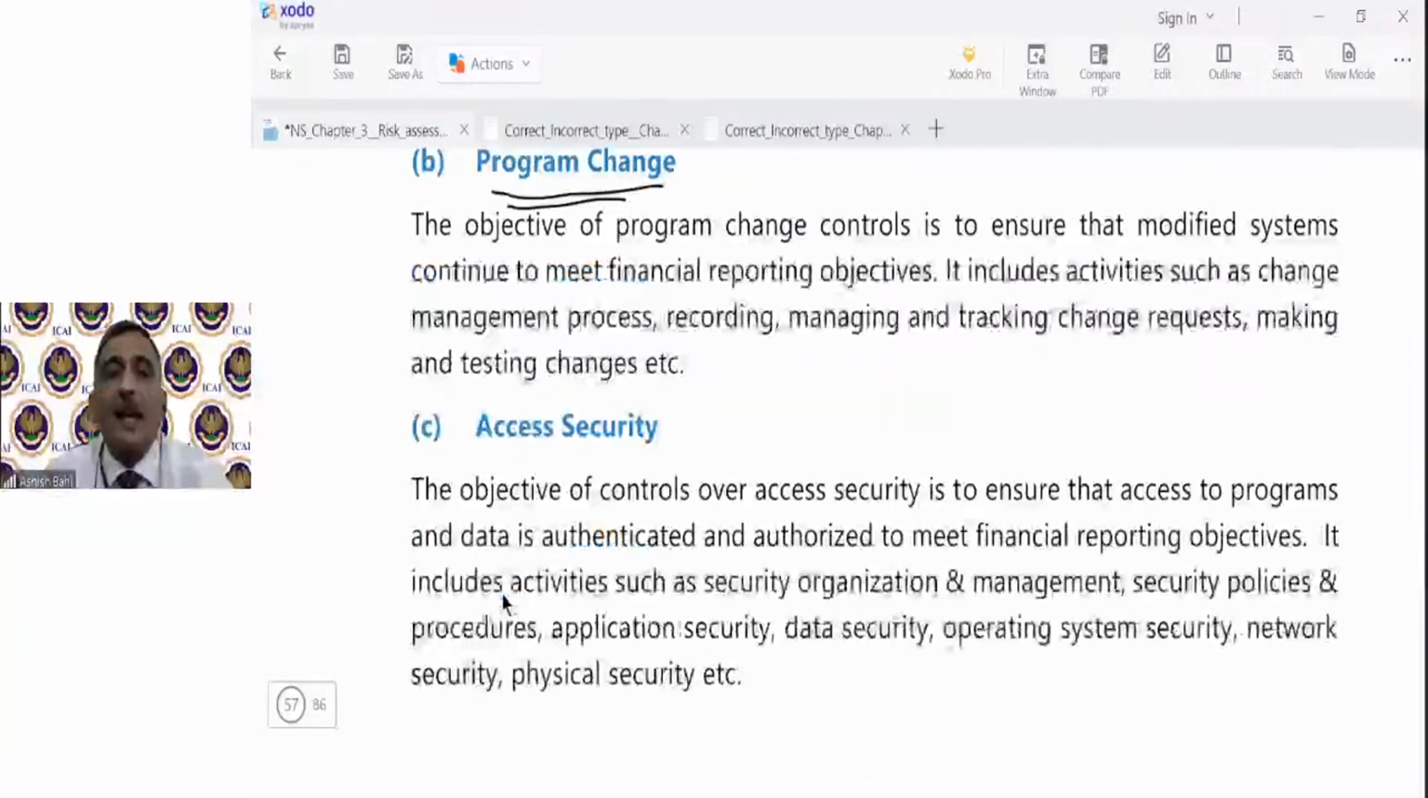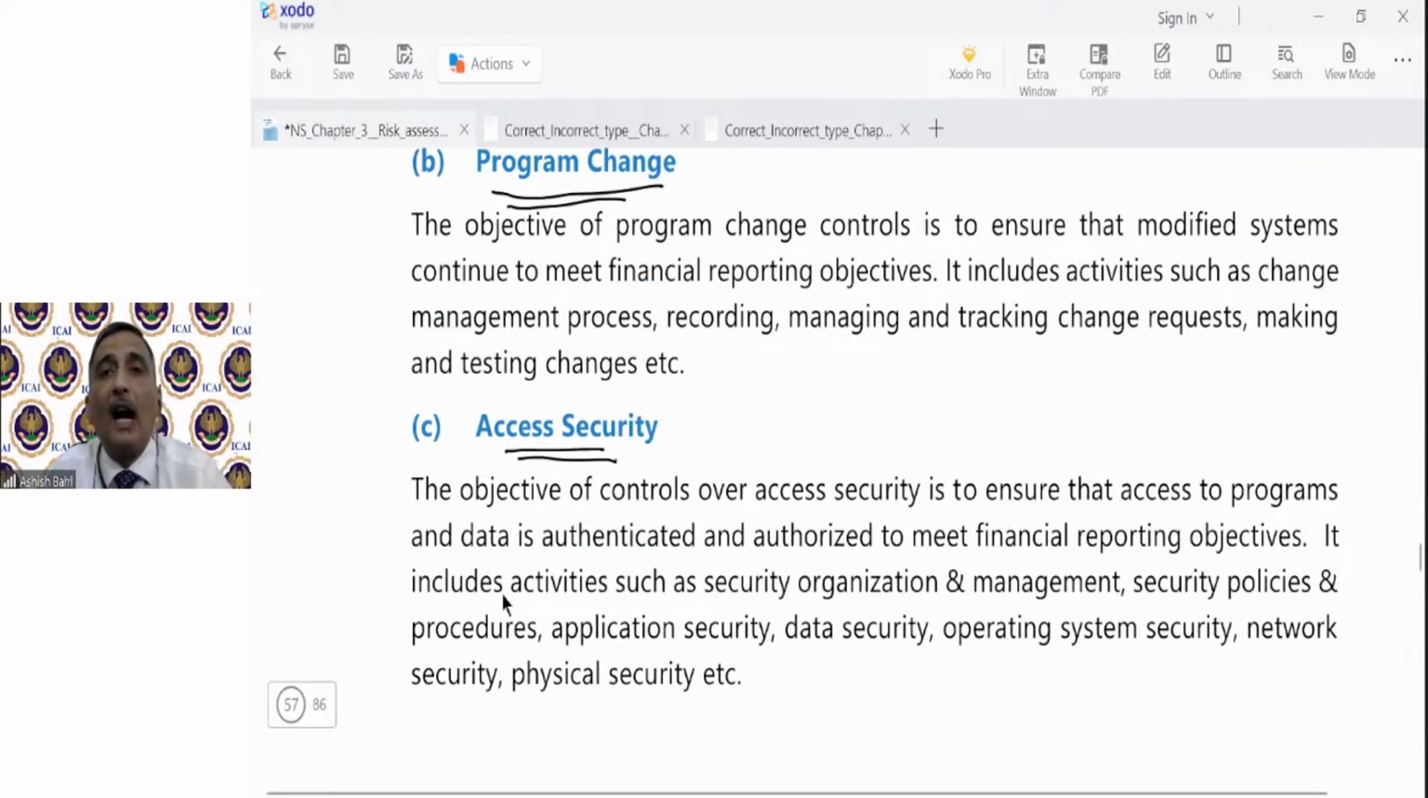And third is access security control. So how programs are to be accessed, how systems are to be accessed, what controls operate so that only authorized persons have access to the systems, or what is the basis of differentiation for accessing one program or one application?